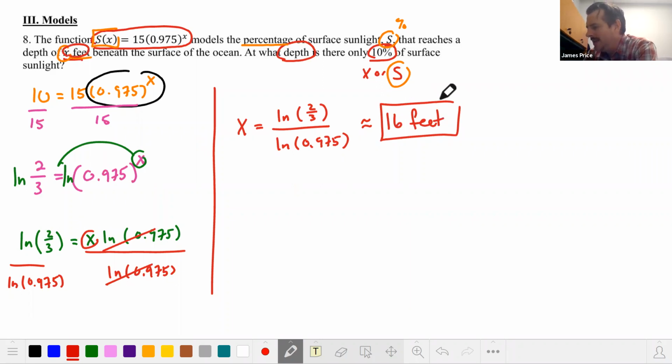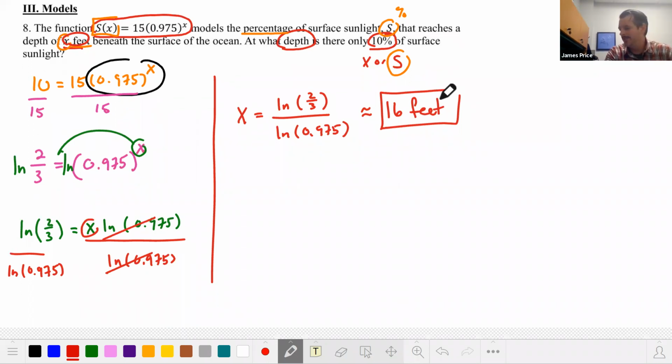All right, so at about 16 feet, about 10% of the surface sunlight reaches it. And you kind of know this, right? The sun comes down on the ocean, and if you're at the top, you can see the light, but as you go down, it gets darker. The light doesn't penetrate as well. Okay, so that was just an exponential function and an output question.